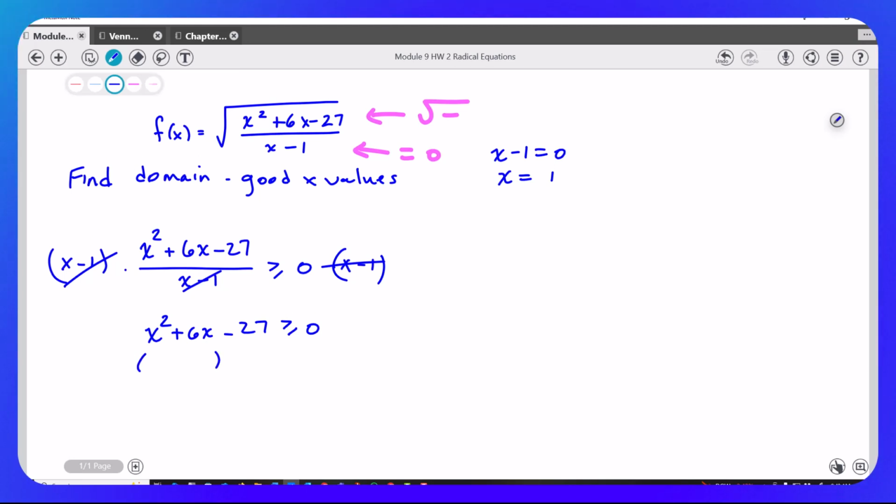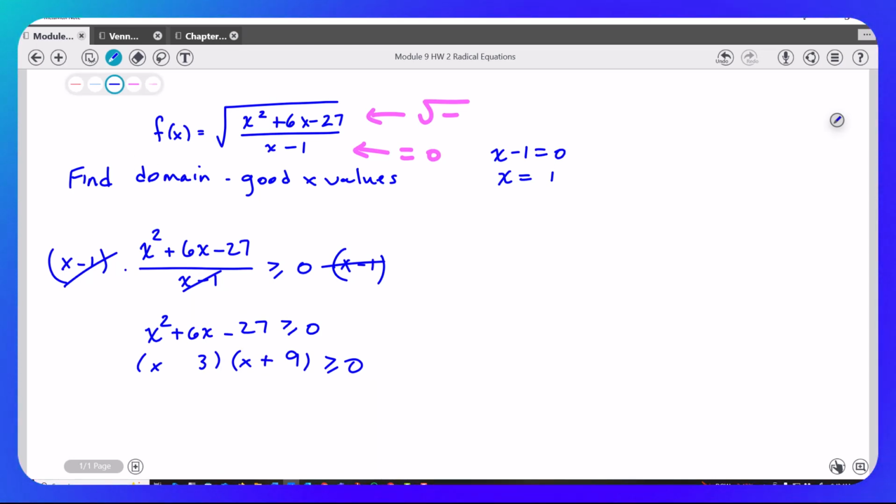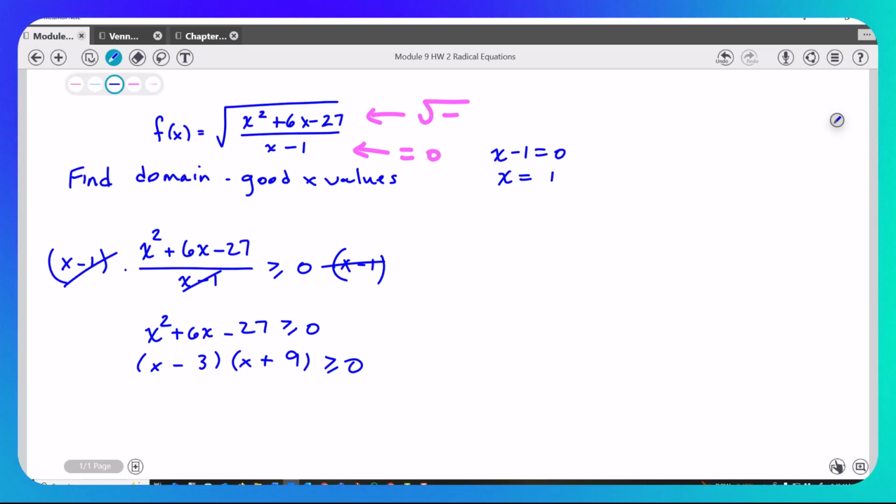From here, I always look to see if I can factor this. I know that's x and x. I think of 27 as 9 times 3. And then 9 minus 3 will give me 6. The 6 is positive, so the positive needs to go on the larger value. And so as long as both of these are greater than or equal to 0, I have no problem.